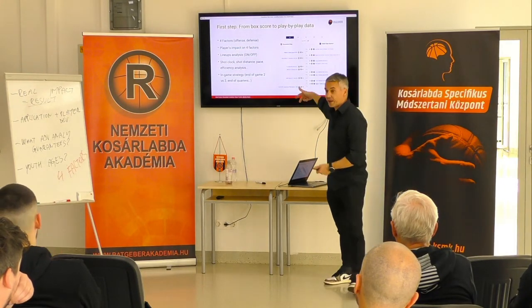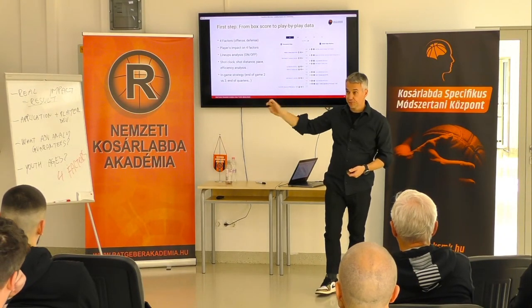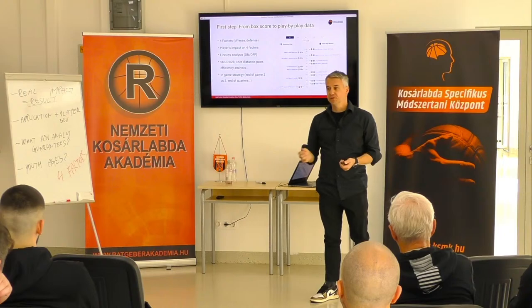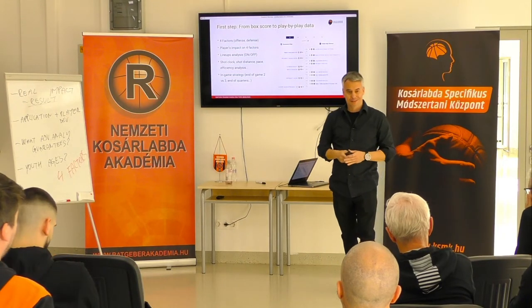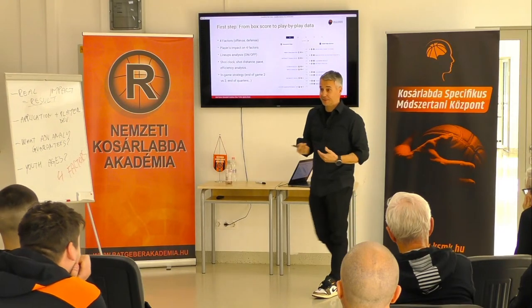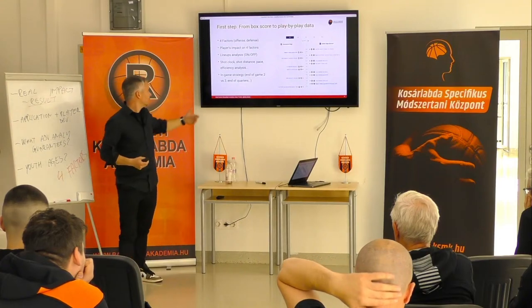If you multiply this across end of quarters and first free throws, how you manage these inefficiencies could give you 3, 4, 5 points. And 3, 4, 5 points is a lot in a basketball game. This can be the difference between a loss and a win. So that's a lot of things.